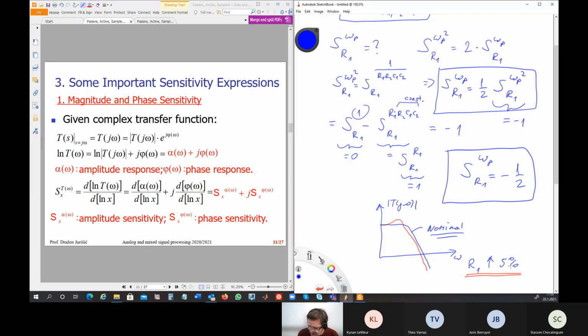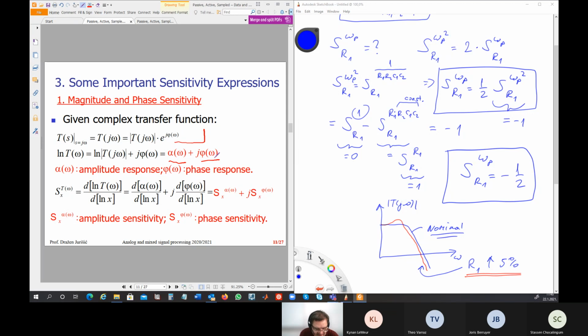And because R1 has changed 5%, then you have the red one. Okay, this is changed. Now, to define this by equations, we have the following equations on the slide. So this is complex transfer function. And if we make some logarithm, then we have amplitude response and phi.